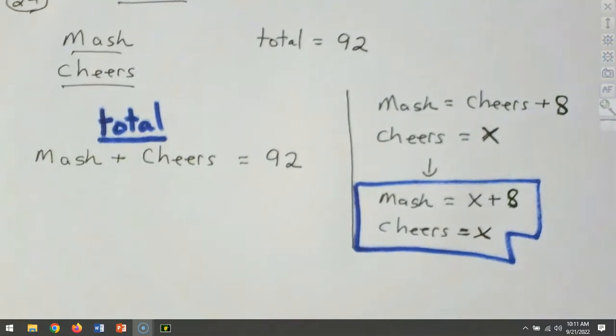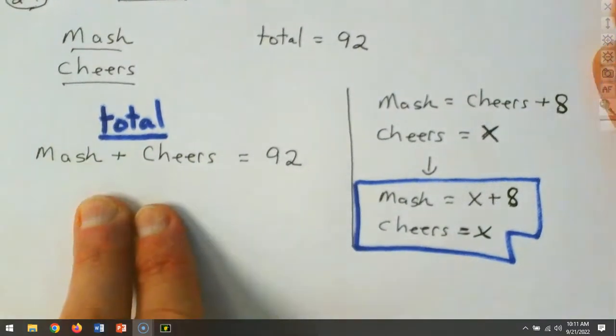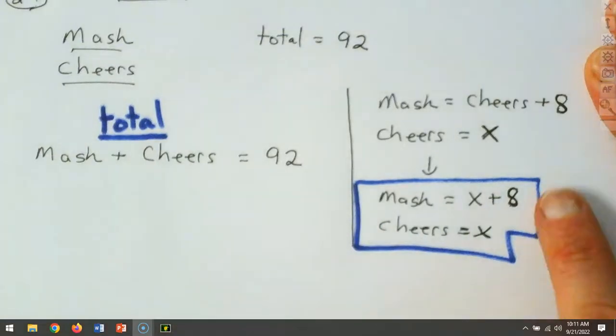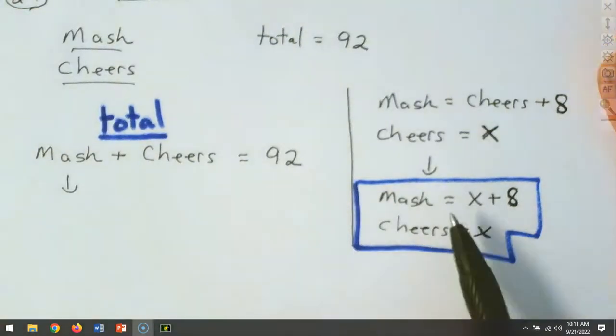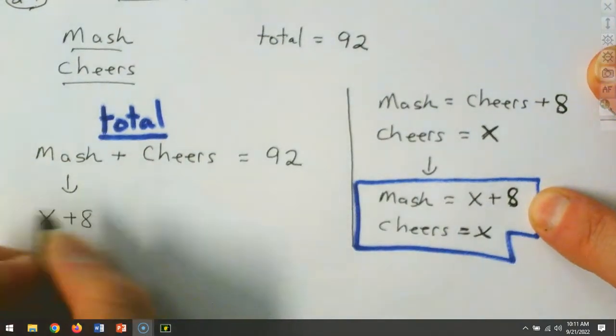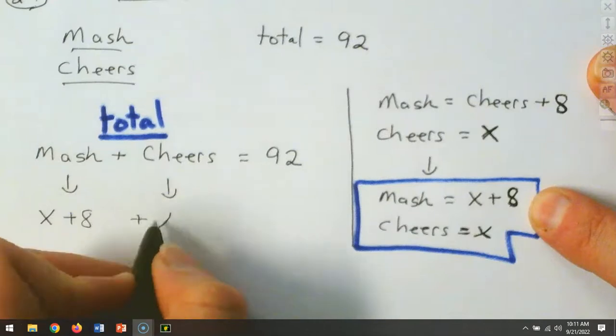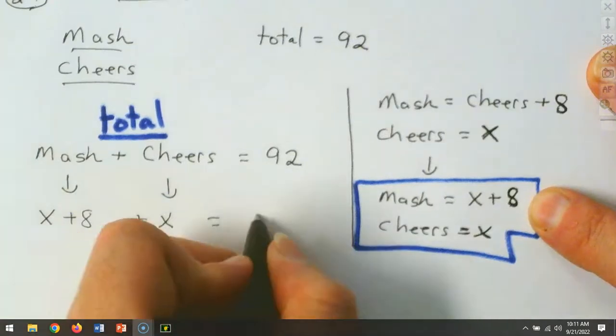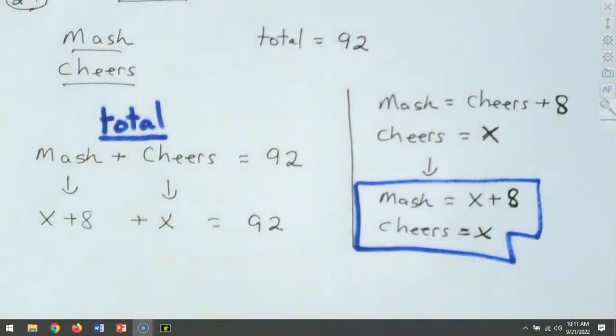Okay, so now we can replace it with the total. So this is our total over here. This is going to build our equation. We know what MASH is. We know what the Cheers is. We plug them in. What did we find MASH to be? With the variable, that's going to be X plus 8. What did we find Cheers to be? X. And what is that going to equal again from our total? 92. See how I kind of worked it out? I do my total first. I like to write everything out in words, try to figure out what I'm doing before I put the variables in at all.